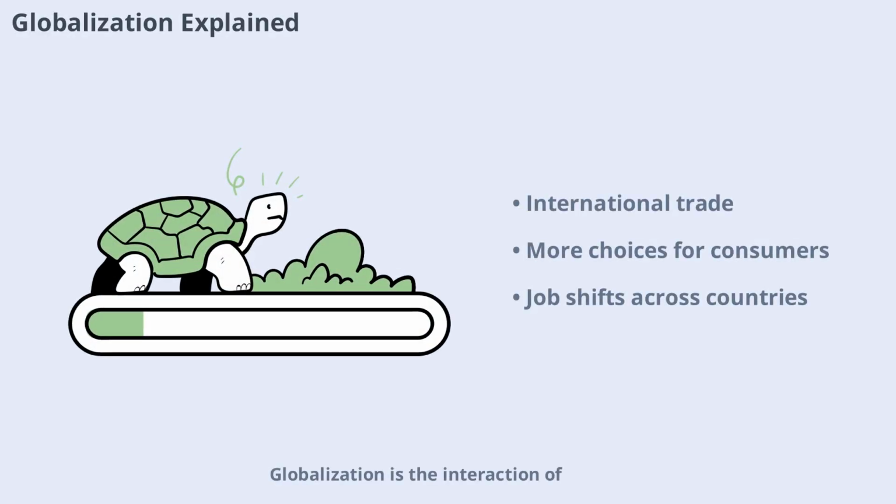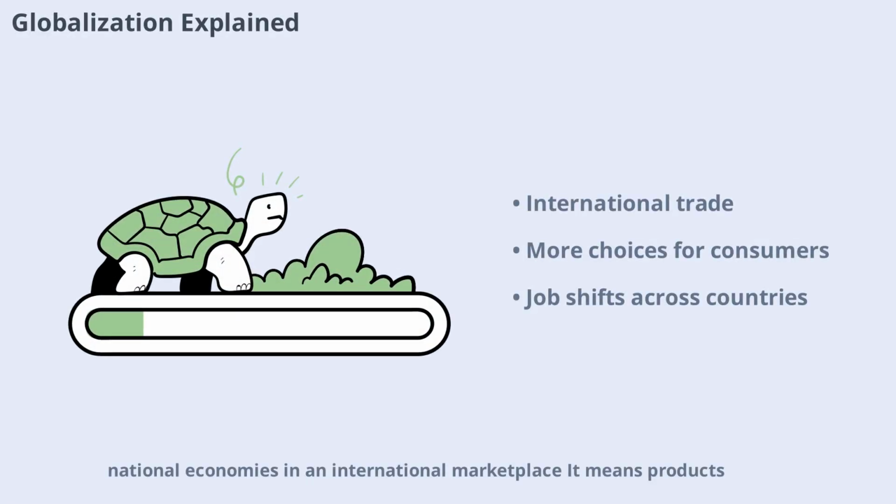Globalization is the interaction of national economies in an international marketplace. It means products, services, and jobs can move across borders. For example, a coffee shop in the US might buy beans from Indonesia, while a t-shirt designer sells to customers in Japan. Globalization offers consumers more choices and lower prices, but it can also lead to job losses in some industries as production moves to countries with lower labor costs.